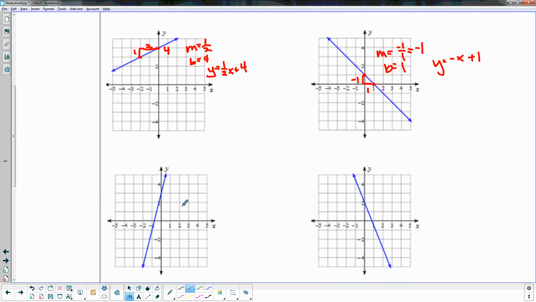For the next one here, my y-intercept, right there. To find my slope, I think I'll use this point right here. This looks like the next closest grid point. Notice that if I pick the closest grid points as I have here, I never have to reduce my fraction.